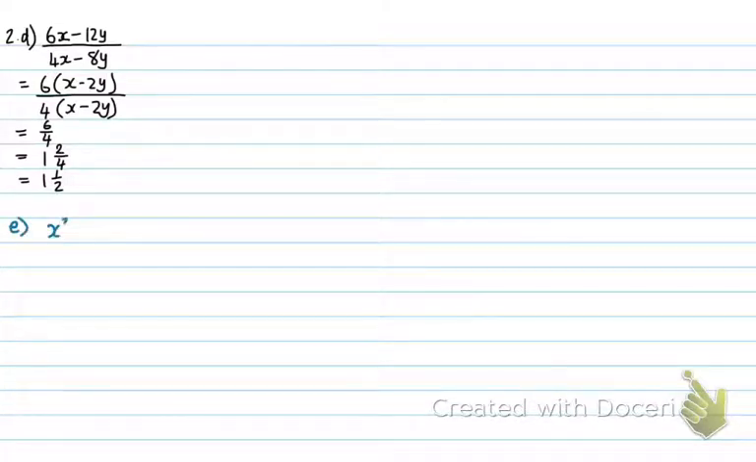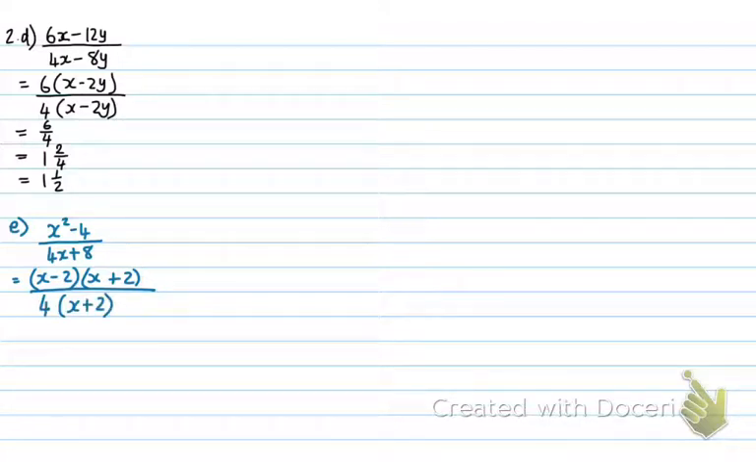Number 2e. x squared minus 4 over 4x plus 8. Take the top and the bottom separately. At the top, I have difference of two squares, so it's going to be bracket minus, bracket plus: x minus 2, x plus 2. At the bottom, I'm taking out a 4, so it's going to be x plus 2. Now the whole bracket x plus 2 can cancel out with the bracket x plus 2, and I'm left with x minus 2 on top and a 4 at the bottom.